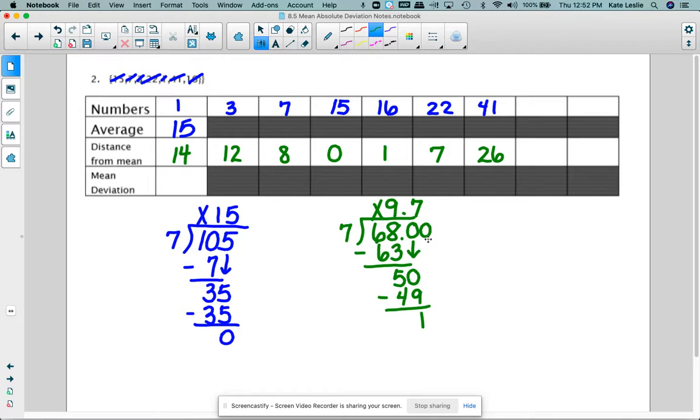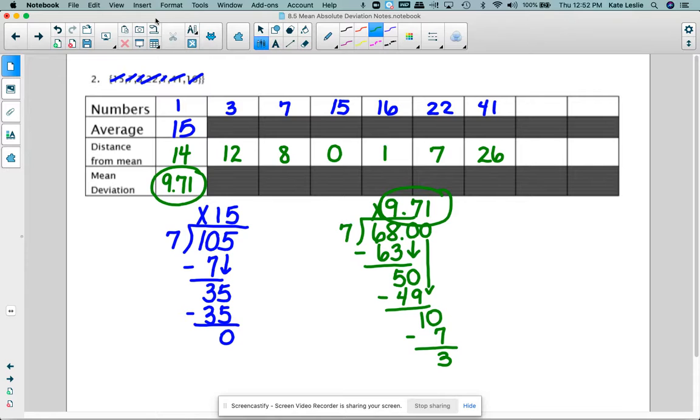Add one more 0 and bring it down. 7 goes into 10 one whole time. 1 times 7 is 7. So when I subtract, I get 3. As I can see, I'm still going to continue to get remainders. So I'm going to stop and just make this my final answer for my mean absolute deviation. I normally tell my students to go at least 2 decimal places. So your final answer is 9 71/100.